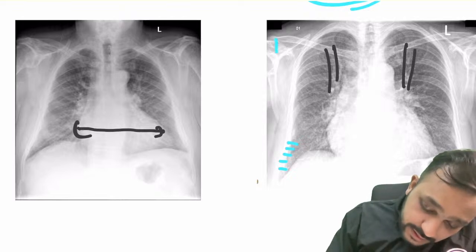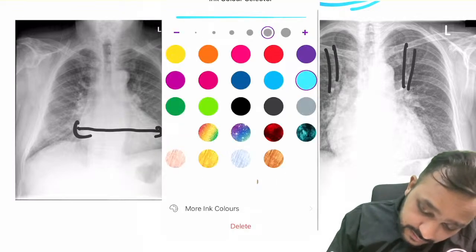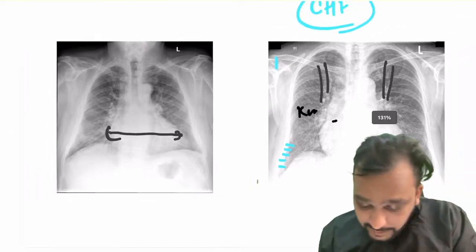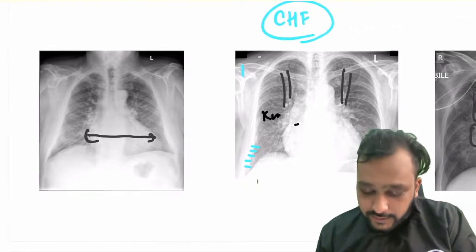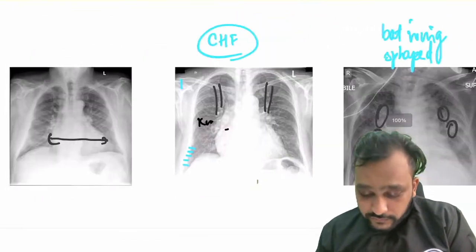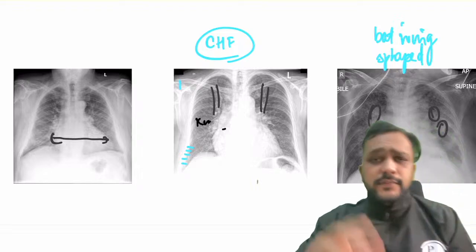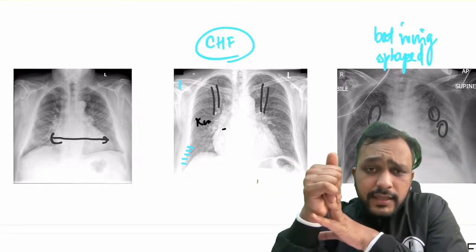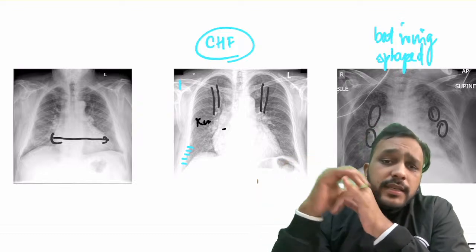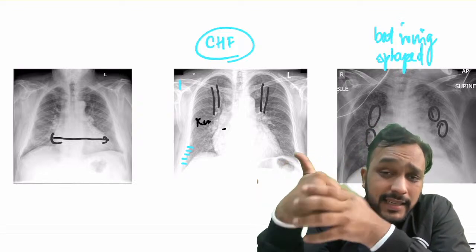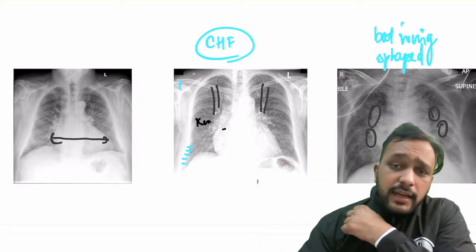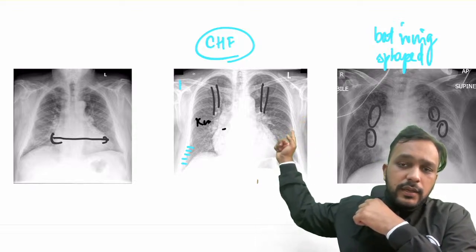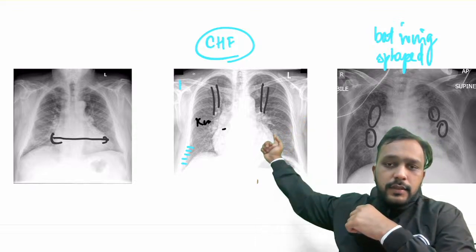These are your Kerley B lines which can be seen. Kerley B lines can be seen in these patients, right? Important features of congestive heart failure. So let me tell you, Kerley B lines will be seen along the pleura. Kerley A lines will be seen along the hila, okay, along the hila, right? So they will be seen along the hila, right?